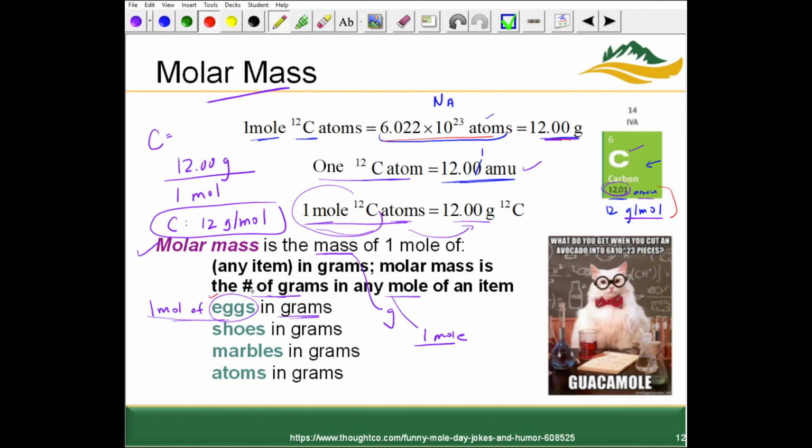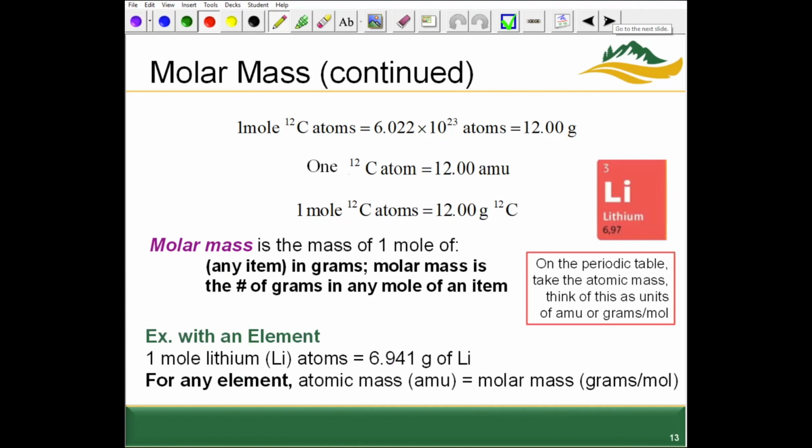So hopefully this is connecting more and you're getting the important takeaways here. One being that molar mass is the mass of 1 mole of any item reported in grams. We think of molar mass in units of grams per mole. Okay, let's continue to move on here.